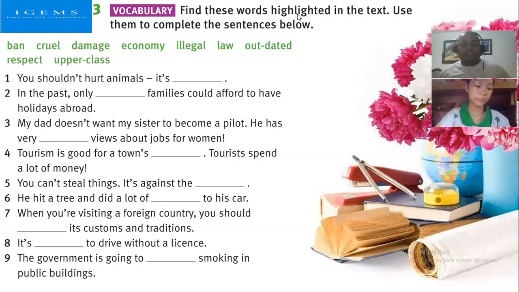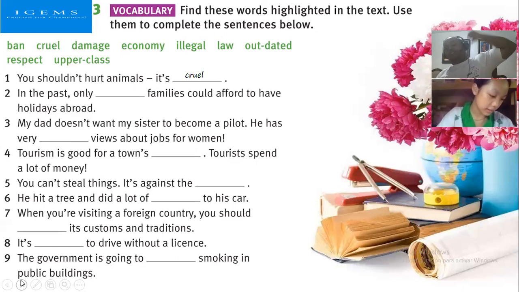Okay, let's see. Right, let's continue with this exercise. Let me know once you're ready. Yeah, I'm ready. Fantastic. Okay, number one: you shouldn't hurt animals. It's cruel, right? Let's check. You shouldn't hurt animals. It's cruel. That's right.